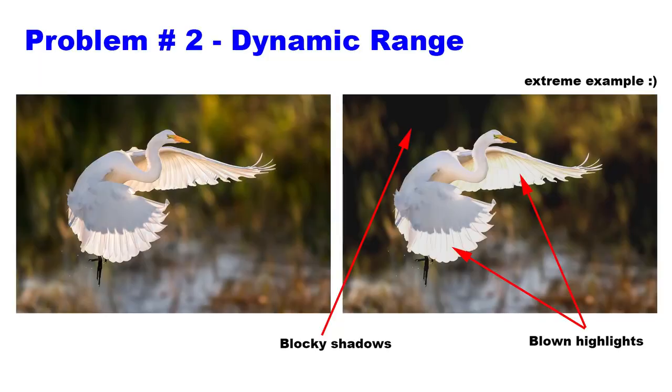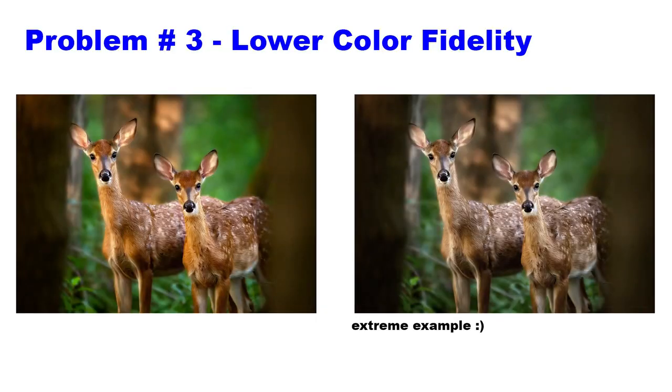Number two, as your ISO increases, your dynamic range decreases. This means that shadows are going to get blocky much faster and highlights are going to get blown out much sooner than they would at a lower ISO. And number three, finally, as ISO increases, color fidelity actually tends to decrease, so lower ISOs generally have better colors.